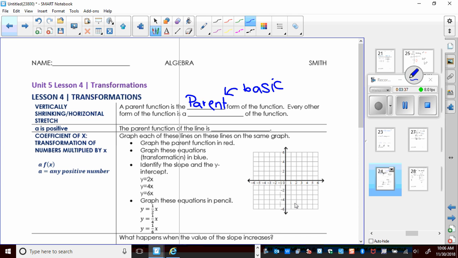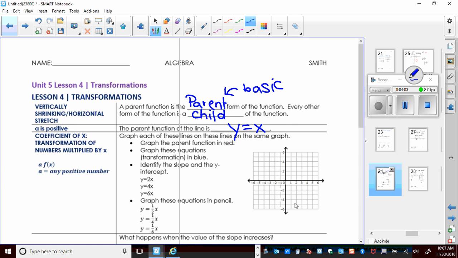All linear functions have one parent equation. Every other form of that function is a child of the function. Now, the parent function of every line is y equals x. It is an equation. Y equals x.